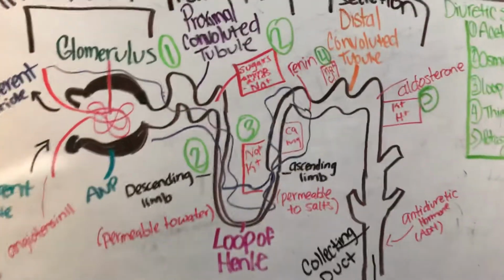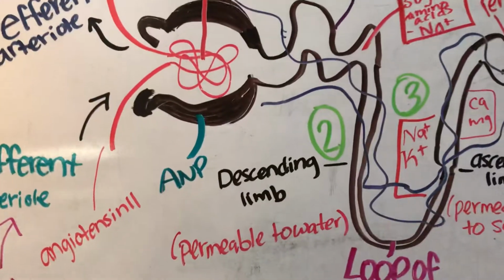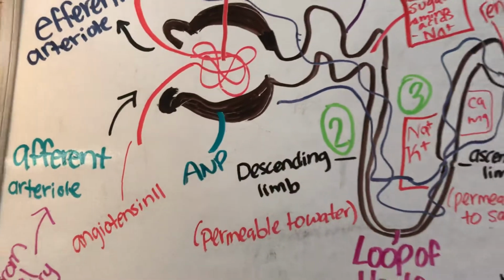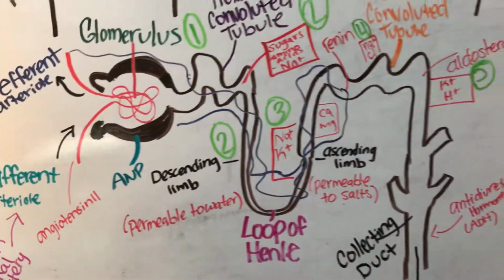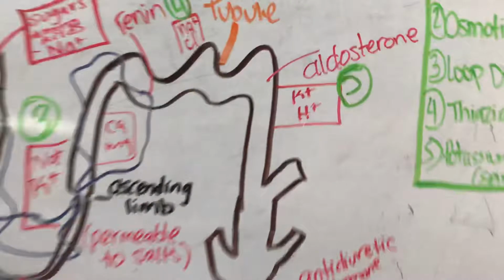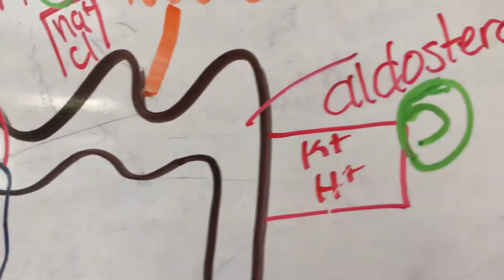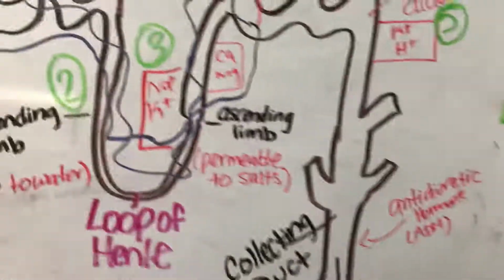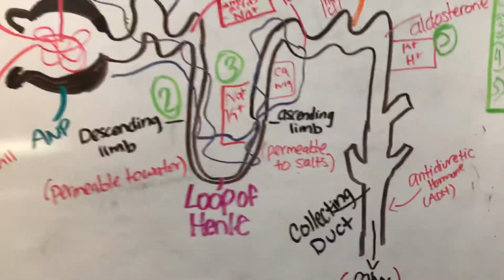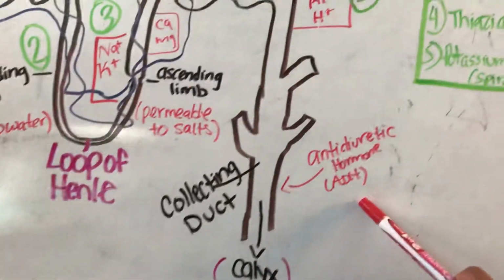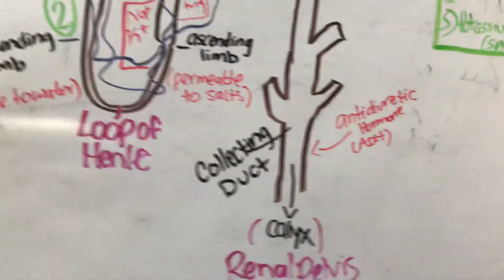So also we know that there are certain hormones that affect the nephron unit. So as you can see, we have angiotensin II. This is where that hormone begins to be affected. We have aldosterone, which is over here. We have renin, which is there. And then we have the antidiuretic hormone, which is there.